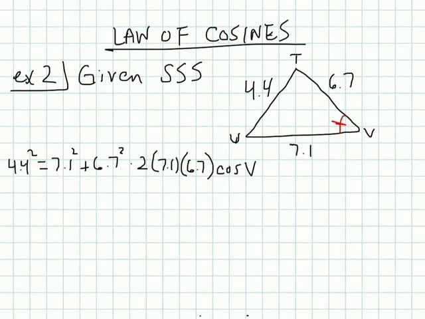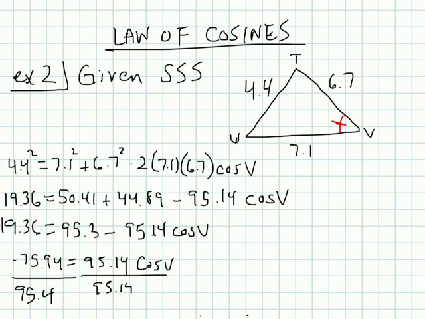I'm going to use a calculator to kind of clean some of this up again. One second. Okay, I've done a little bit of math and I want to walk you through before I move any further. This is where we were, was this line. And I just squared 4.4, 19.36, 7.1, 50.41, 6.7 is 44.89, 2 times 7.1 times 6.7 is 95.14. We still have cosine of angle V. So if you add these two together, then you get 95.3. So you have 19.36 equals 95.3 minus 95.14 cosine V.